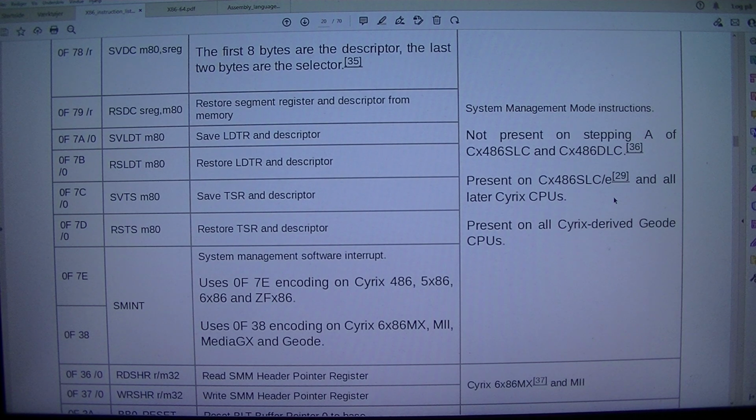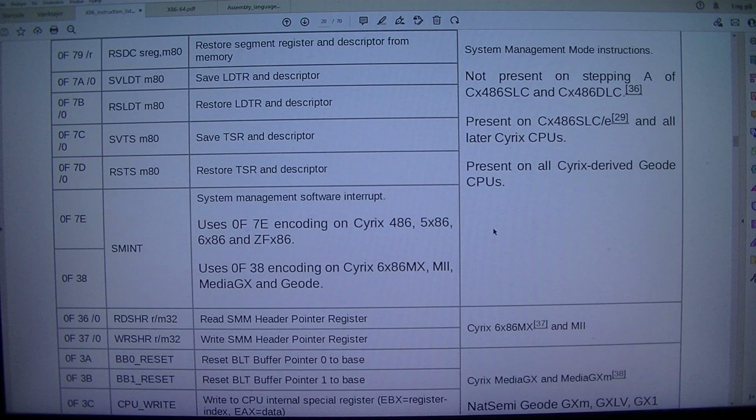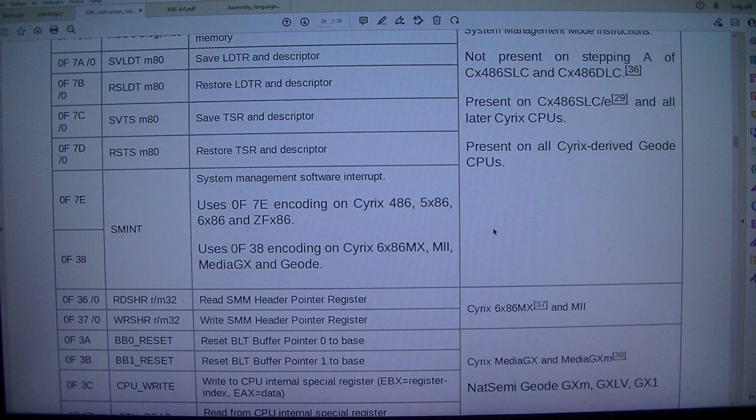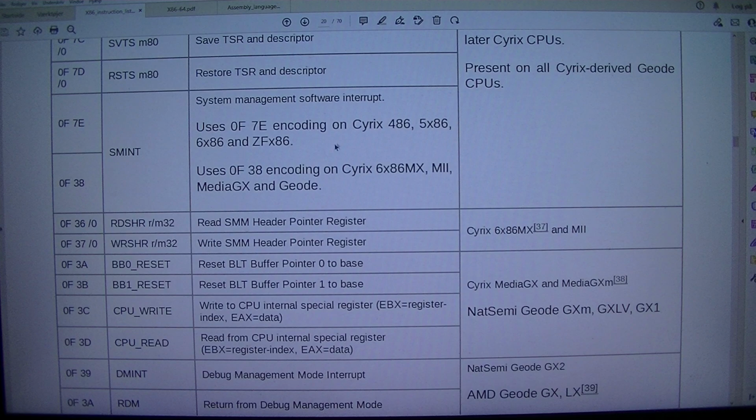0F7A/0 SVLDT m80: save LDTR and descriptor. 0F7B/0 RSLDT m80: restore LDTR and descriptor. 0F7C/0 SVTS m80: save TSR and descriptor. 0F7D/0 RSTS m80: restore TSR and descriptor. 0F7E SMINT: system management software interrupt.